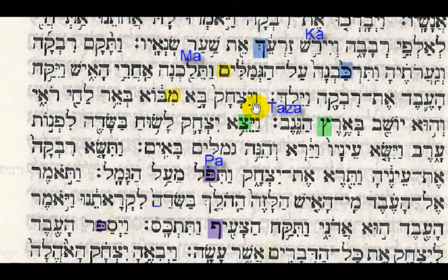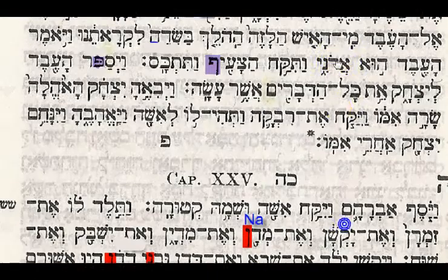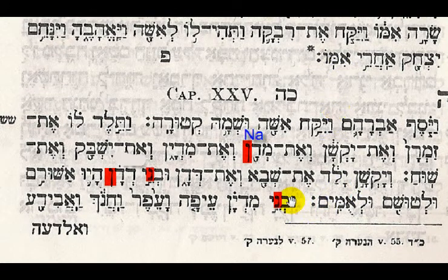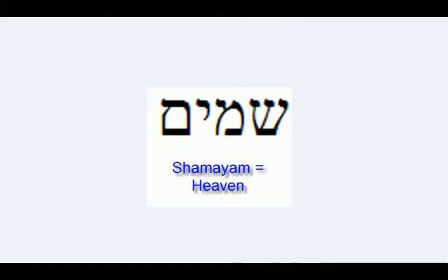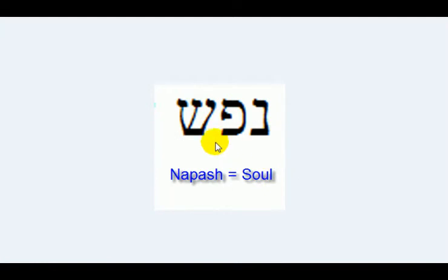Now I'm going to bring this back up. The next one is the na, which I'm going to get down here. This is the regular na, and that's the final na. Regular, final. I'll bring this back up here. You have the word napash. Now the word napash means soul. Notice the na is at the beginning of the word, so you would use the regular na.